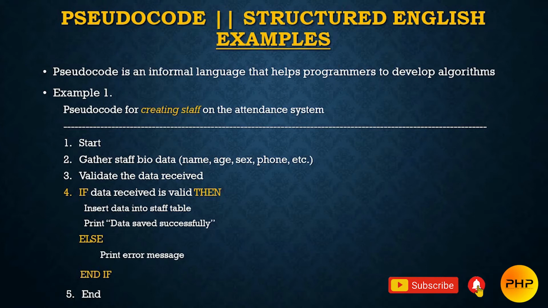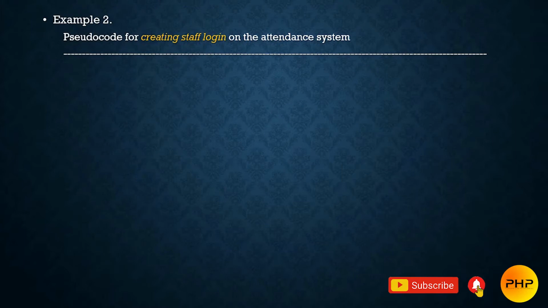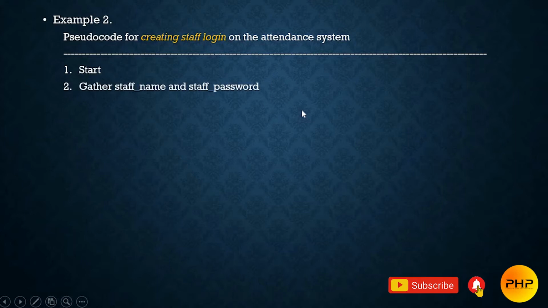So let's go to the second example. After creating the staff, a staff will try to log into the attendance system. So we start. Then we gather the staff name and staff password. When you are logging on to any system, you are requested to enter your username and your password. Then we validate the entries, the staff name and the password.